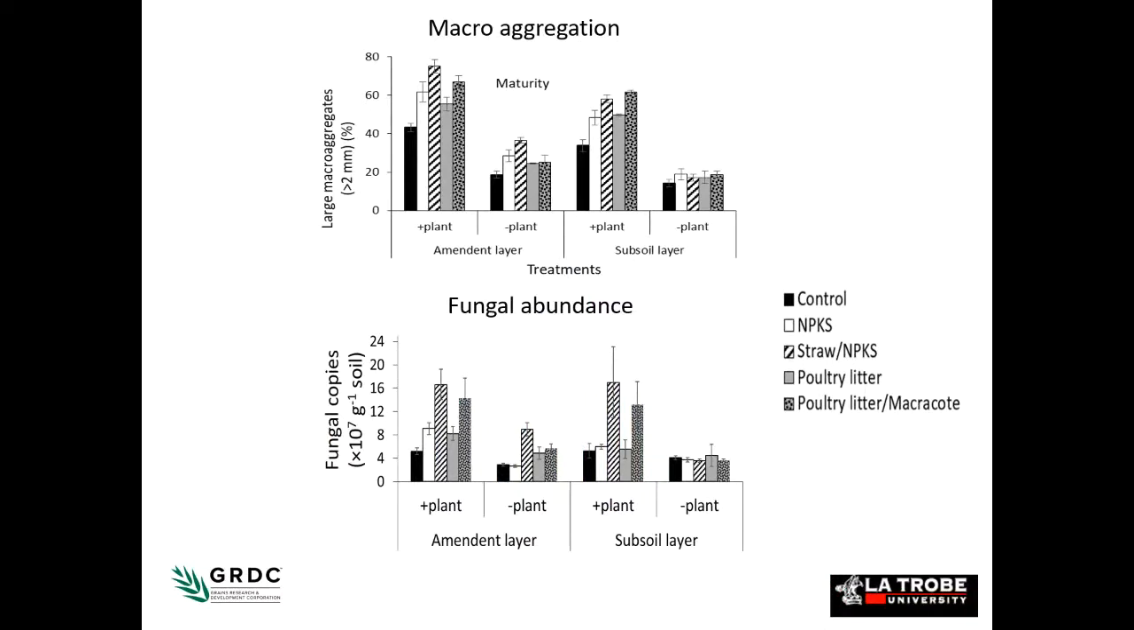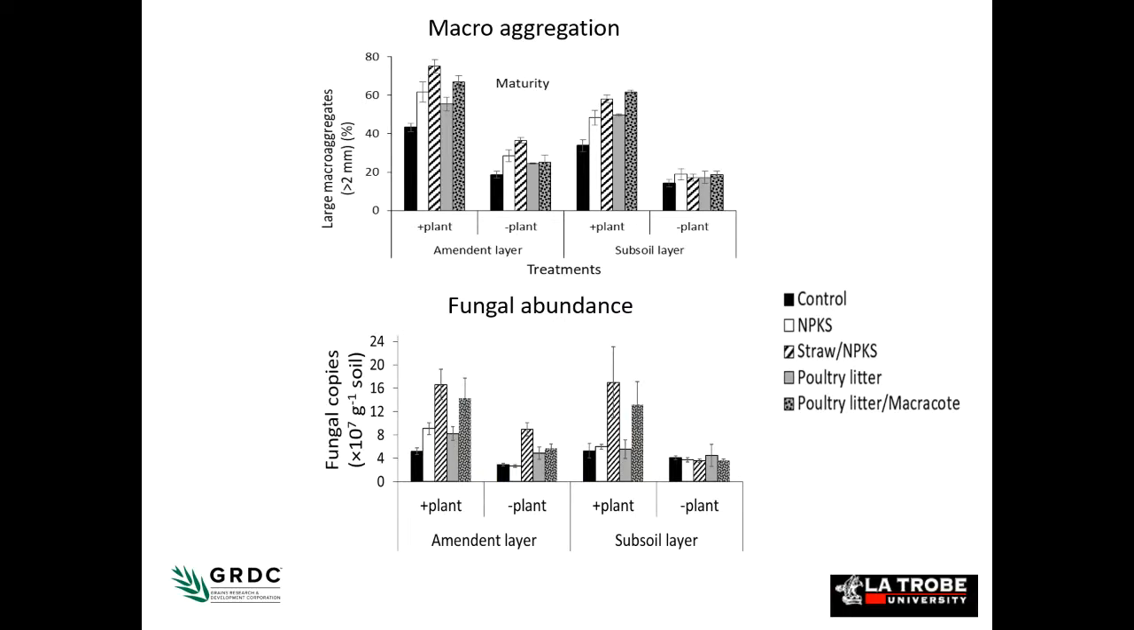This is some work from colleagues in Peter Sale's group at La Trobe University. On the top level here, he had an experiment where they added different treatments: a control with no amendment, one where they just added nutrients, another where they added wheat straw and nutrients, another with nutrient-rich organic matter in the form of poultry litter, or a commercially available poultry litter product called Macrocoat to the soil. In that soil they either planted wheat plants or had no plants.